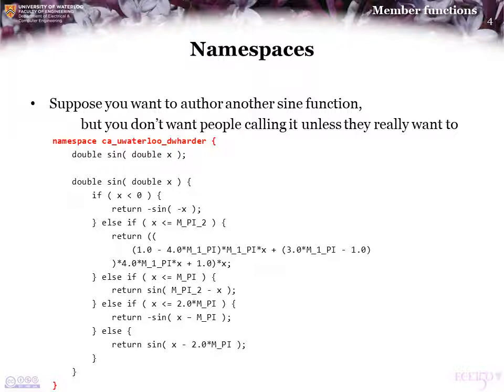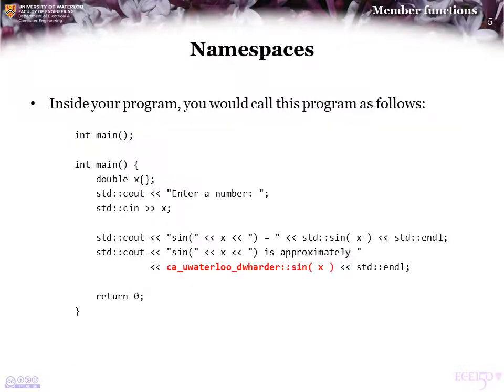So in this case, namespace is a keyword in C++, and the identifier of this namespace is ca_uwaterloo_dwharder, because this is the function I authored. Now, if I wanted to use and explicitly call this version of sin inside my function, I would prefix the function identifier with the namespace using 2 colons.